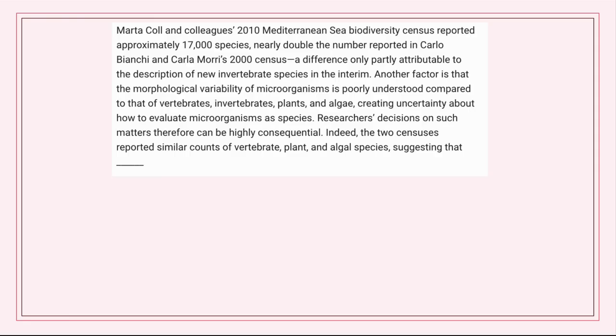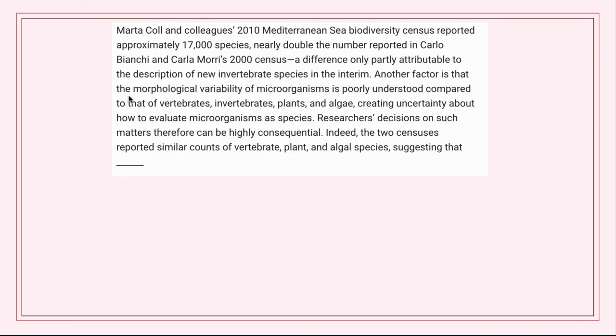Okay, so basically there are these two separate studies on biodiversity in the Mediterranean, and one study found way more species than the other. And while they did find new invertebrate species somewhere, I don't really know what they mean on the interim, it's only partly attributable. So that means even though they found new invertebrate species, that's not enough to explain this giant gap, right?